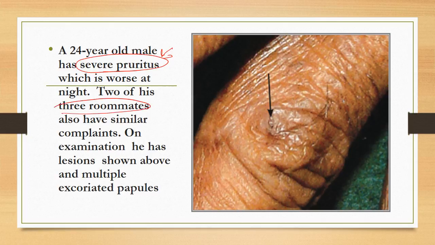And two of the three roommates have similar complaints. So whenever you have a history where it's spreading very fast amongst the people who are living close by, it gives you an indication towards an infection. And is there a lesion?